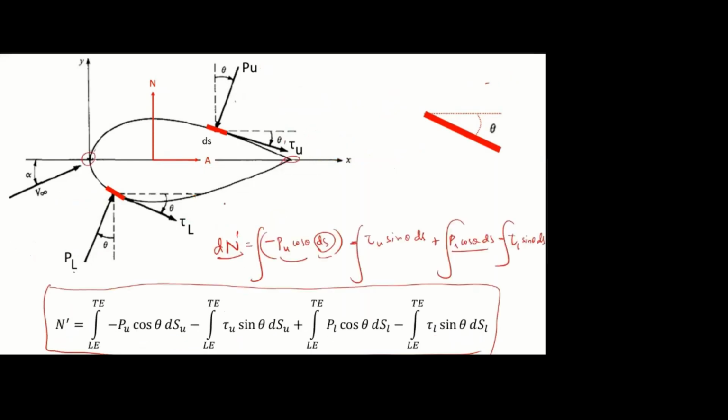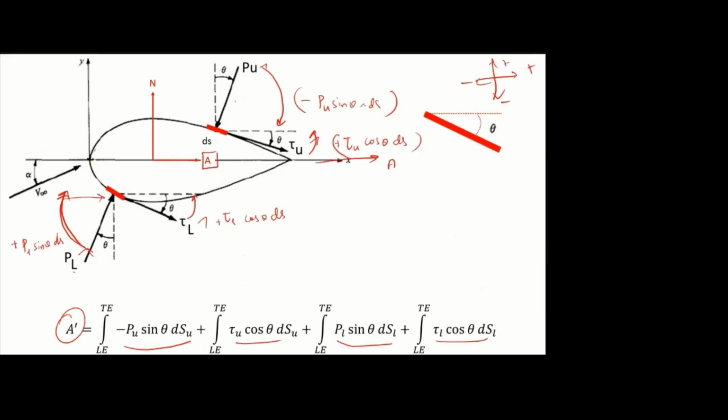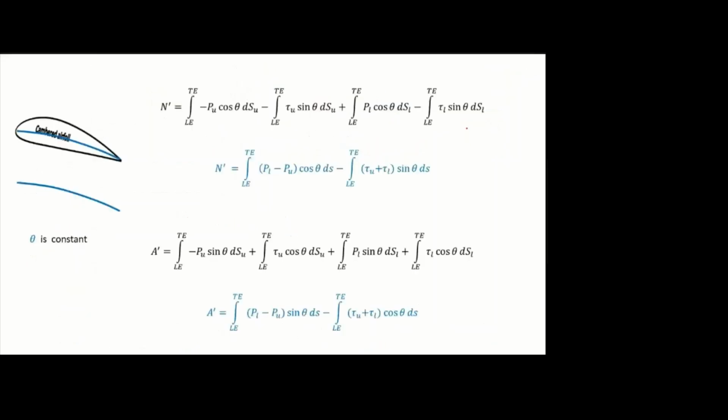Same procedure. Only thing is, here we resolved vertically, here we resolved horizontally. So these steps are almost equal to what you studied in engineering graphics, resolving the forces. This clear, right? So we are getting two equations, N dash and A dash, in terms of pressure and shear stress. What we found is this for the thick aerofoil because the theta is different at every point. And in aerodynamics, we are going to assume, this includes a lot of assumptions.